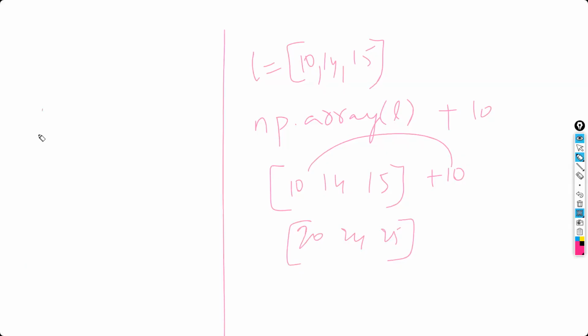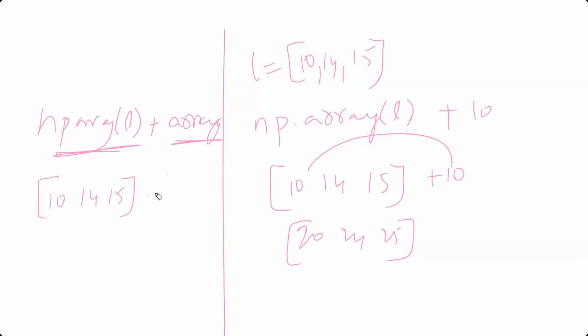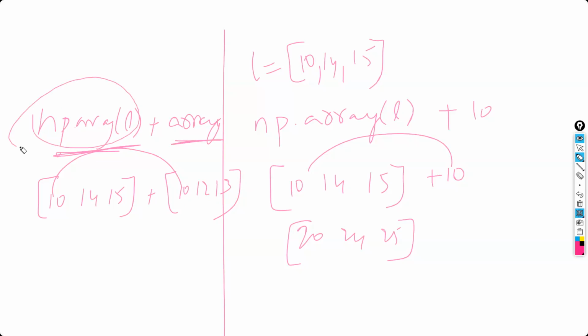If the same np.array of L, on the right side also you are having one more array, whatever logic is applicable for this one, the same logic is applicable for this one also, right? So if this is a 10, 14, 15 array and this one is 10, 12, 13, then for every value of this one, every value of that one will be added. For every value the logic has to be applied.